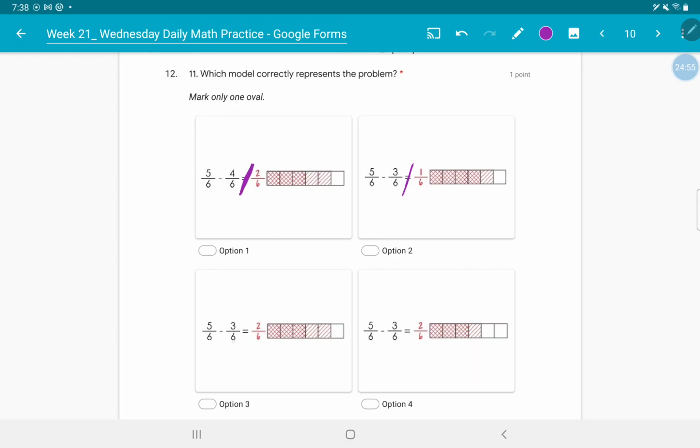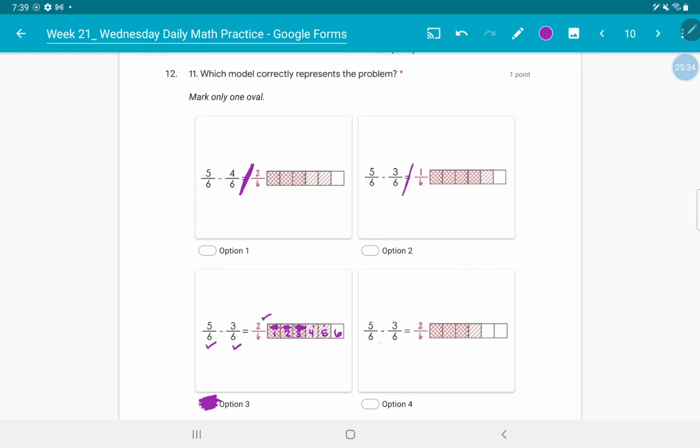5/6 minus 3/6. 5 minus 3 equals 2. My denominator is 6, so that one works. Let's look and see what we have shaded. We started with 1, 2, 3, 4, 5 pieces shaded, 6 pieces in the whole, so that's what we started with. We took away 3 by crossing out 1, 2, 3, and that left us with 2 of the 6 pieces left. Option 3 is correct.